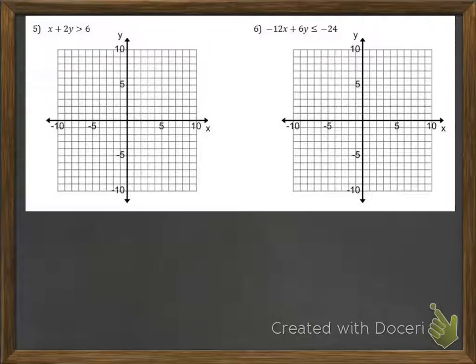In problems 5 and 6, we're going to be sketching some linear inequalities. This means that we need to graph the linear equation, figure out what kind of line we need to use, and then figure out what side of the line we need to shade.